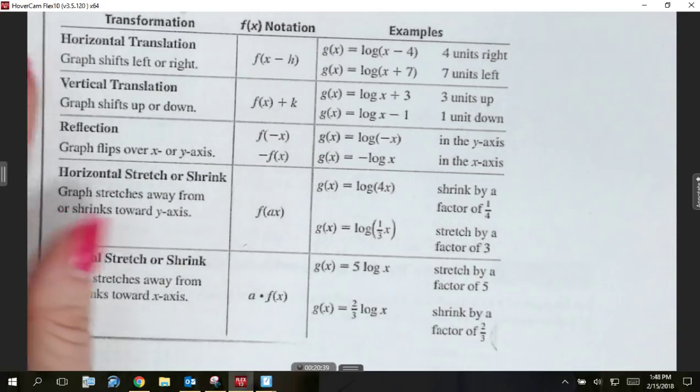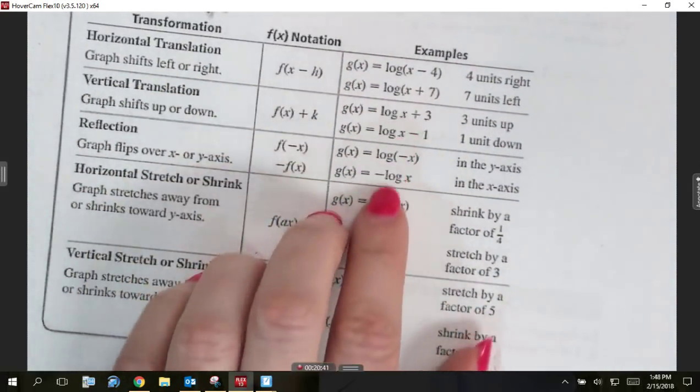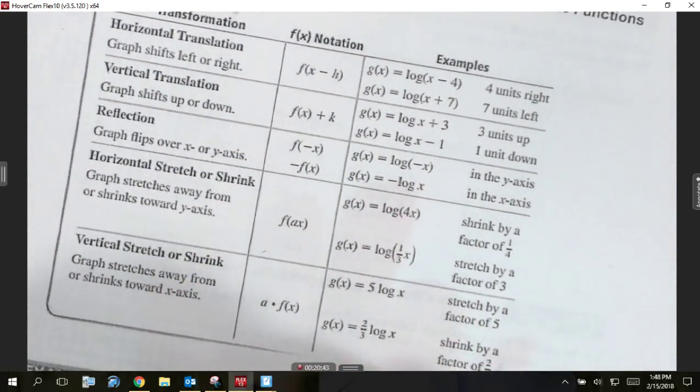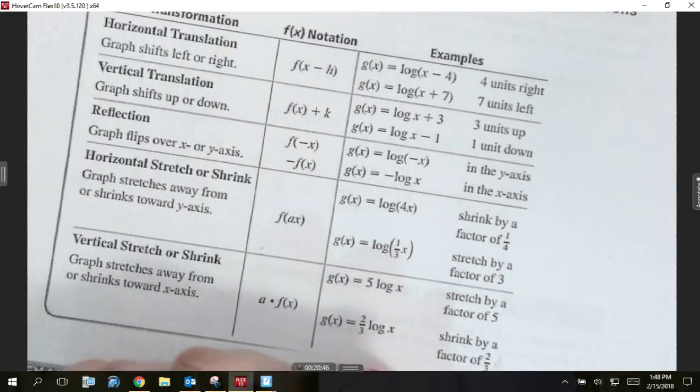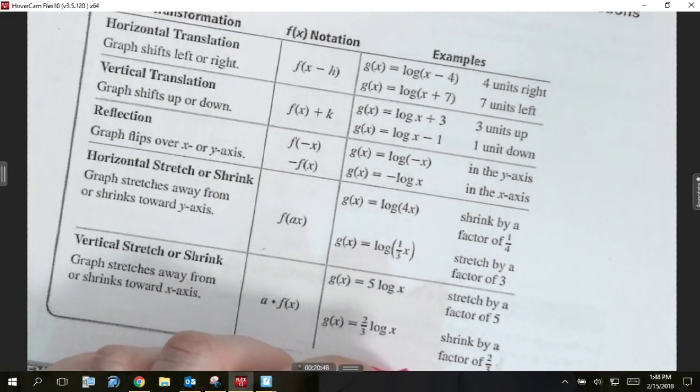And then you see this stuff, and these are all log examples. So now we're going to translate with logarithmic. All the same stuff we've been doing. Here's all the examples if you need them.